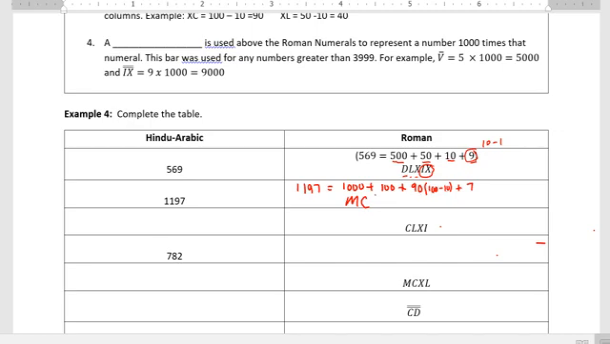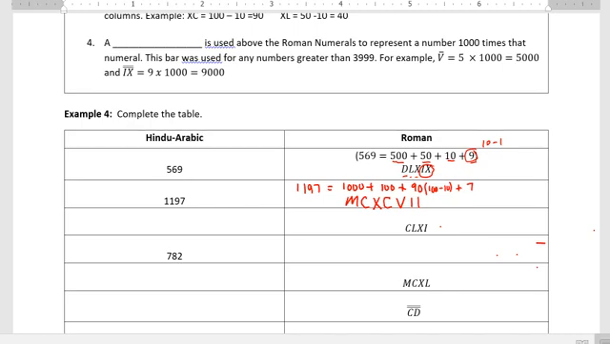So the symbol for 10 is X. So we write the smaller one first, and then the symbol for 100 is C. Then we're going to have a 7. So we have 5 plus 2 more gives us our 7.